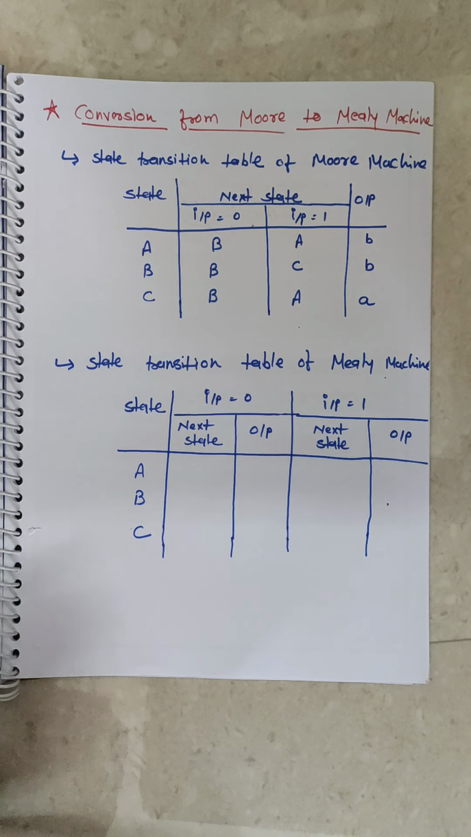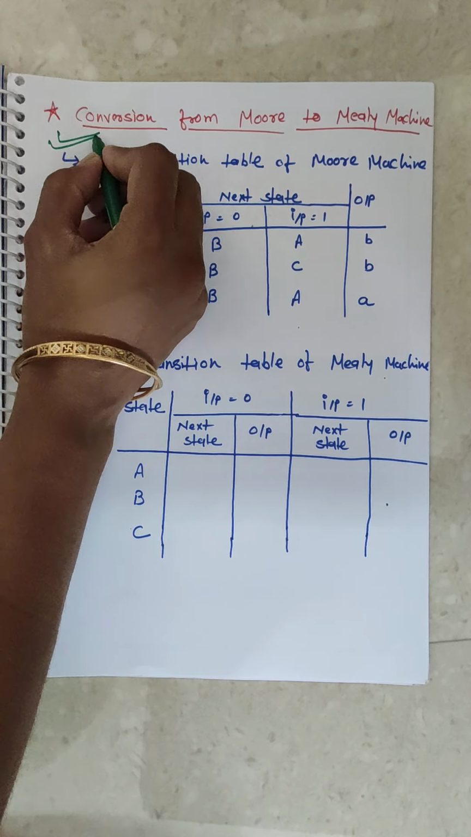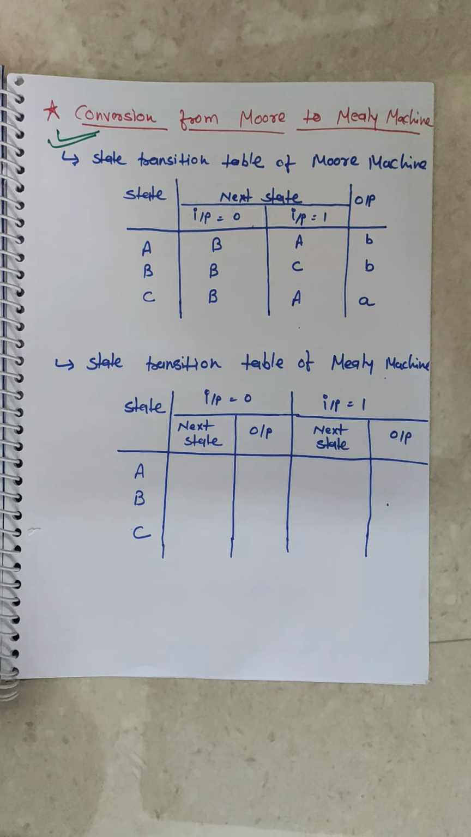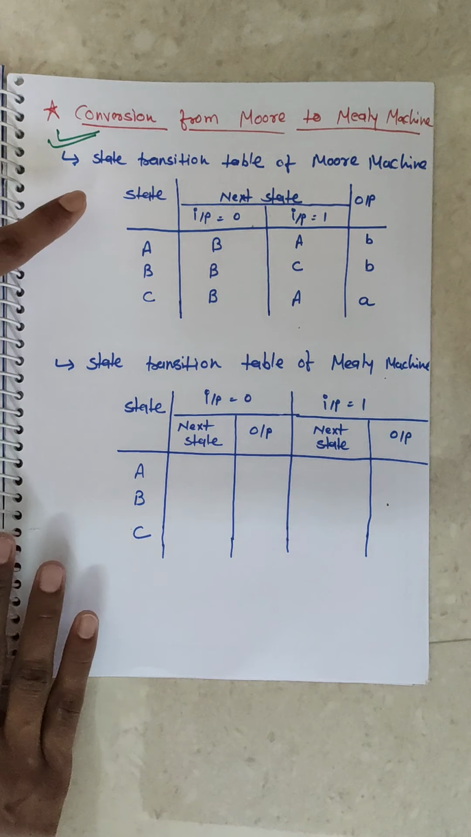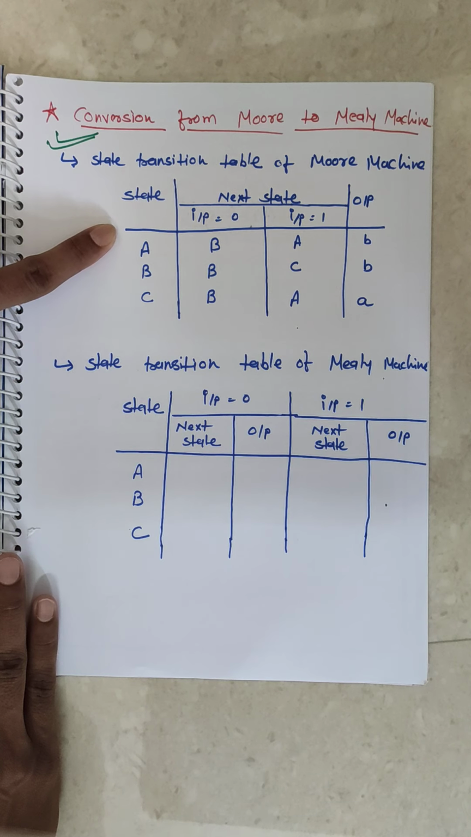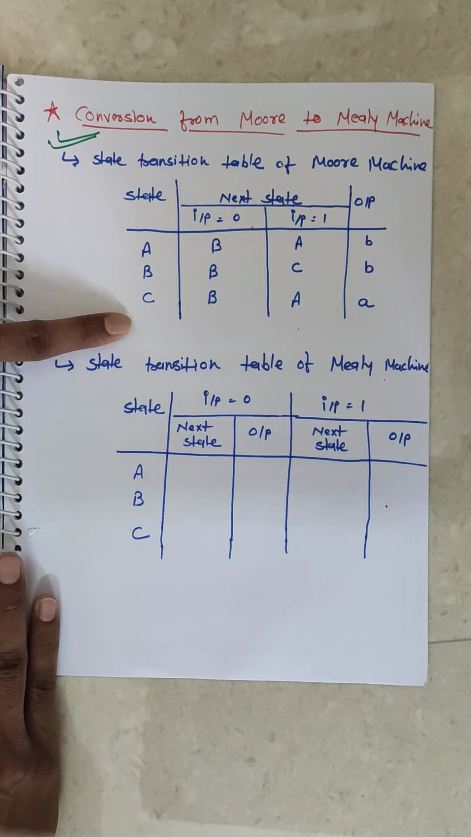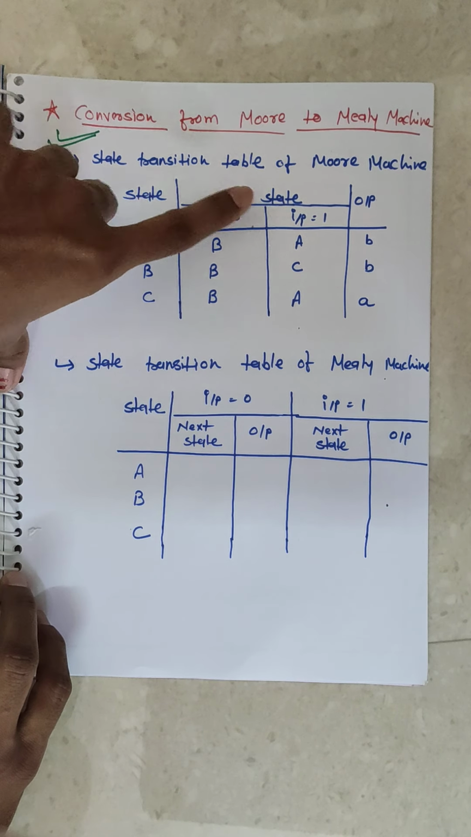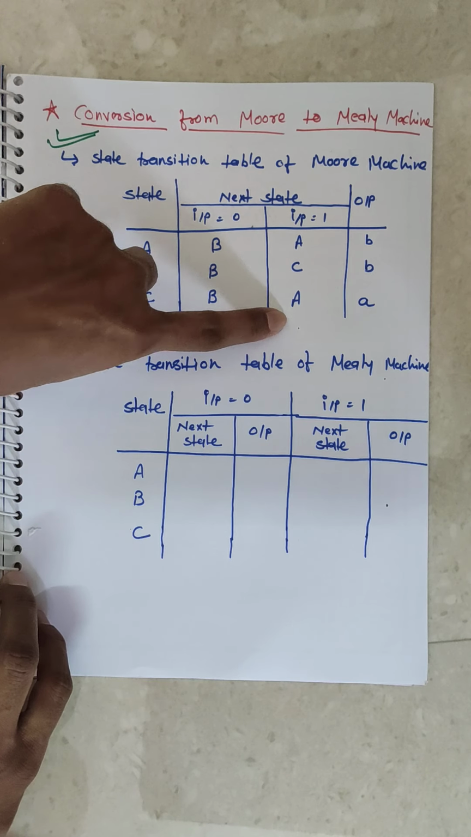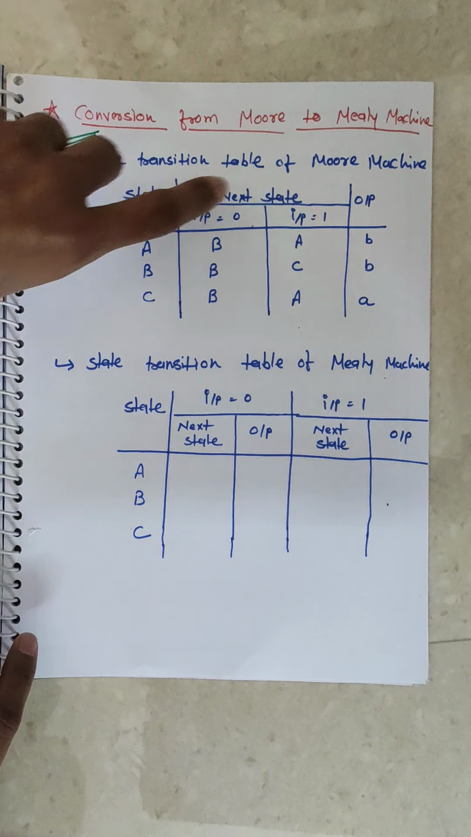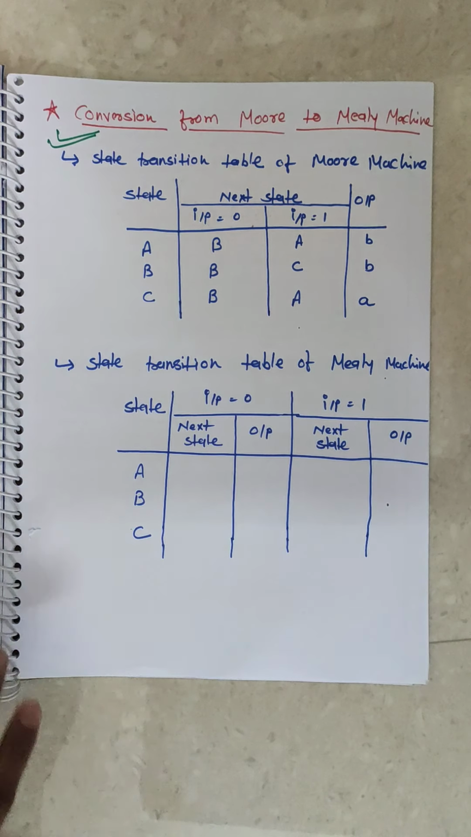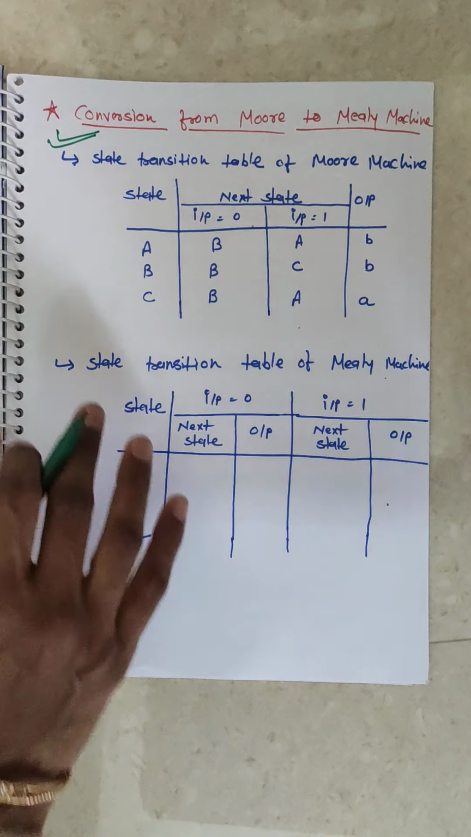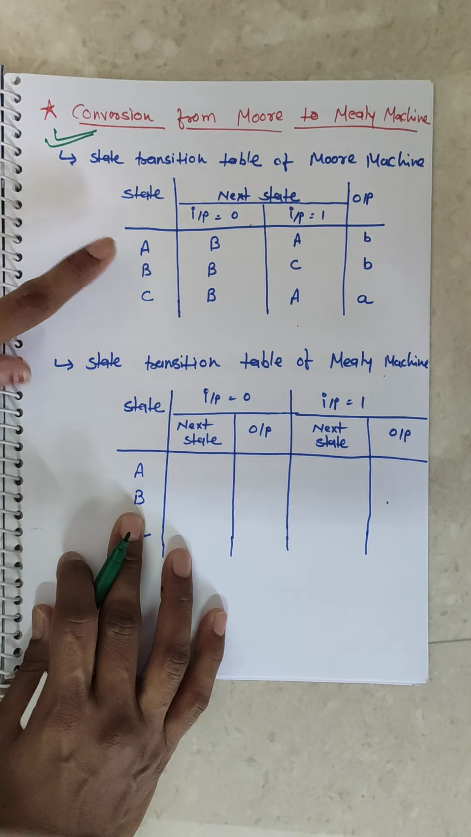In this video, we learn how to convert a Moore machine to Mealy machine. Conversion from Moore machine to Mealy machine is very easy. Suppose this is a transition table for the Moore machine. There are three states A, B and C. If the input is 0, the next states are B, B, B. If input is 1, the next states are A, C, A, and the outputs of the states A, B, C are B, B and A. Now, how to convert this Moore machine to Mealy machine?